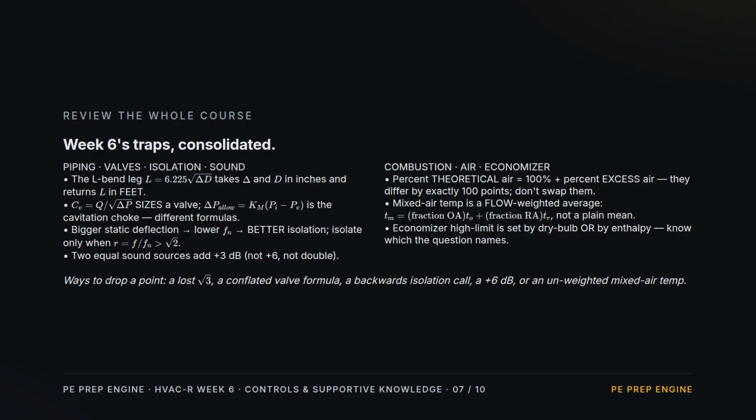The whole week's traps in one screen. The L-bend formula takes inches in and gives feet out. Sizing flow coefficient versus the cavitation pressure drop, different formulas. Bigger static deflection lowers the natural frequency and improves isolation once the frequency ratio passes root 2. 2 equal sound sources add 3 decibels, not 6. Percent theoretical air is 100 points above percent excess air. Don't swap them. Mixed air is flow weighted, never a plain average, and the economizer high limit is dry bulb or enthalpy. Know which one the question names.